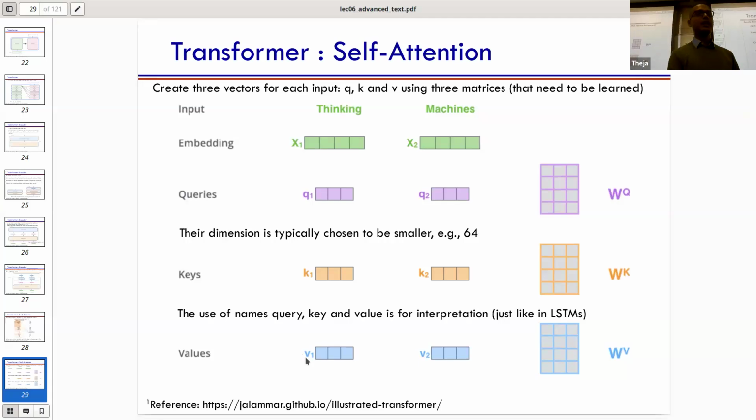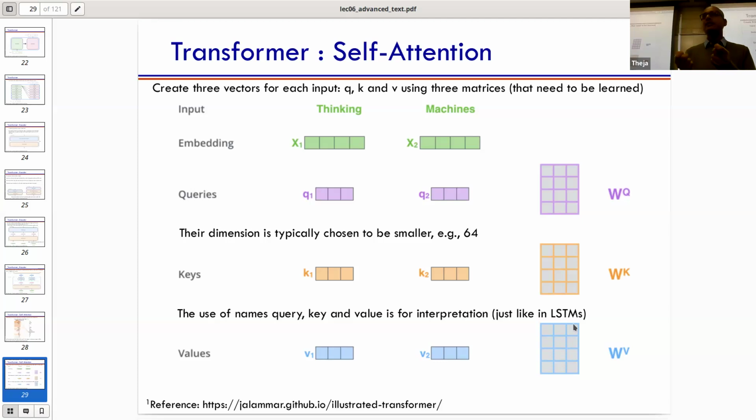How did we get these vectors? A very simple multiplication with a matrix. These are parameters of the self-attention block: WQ, WK, and WV. So I'm taking x1 and multiplying it with WQ to get q1. I'm taking x2 and multiplying it with WQ to get q2. Similarly with WK and WV. So I'm getting 3 vectors per vector. That's one of the computations in self-attention.